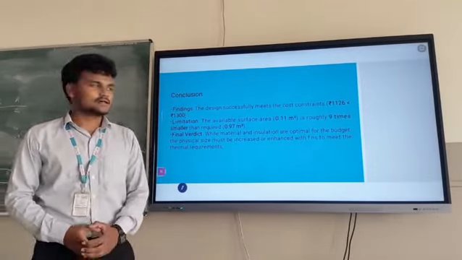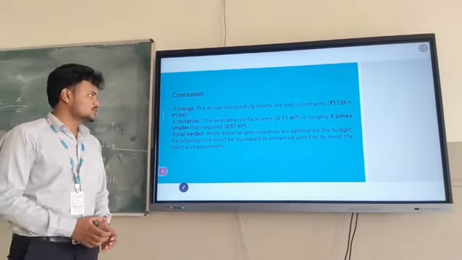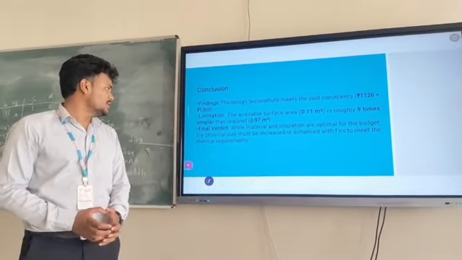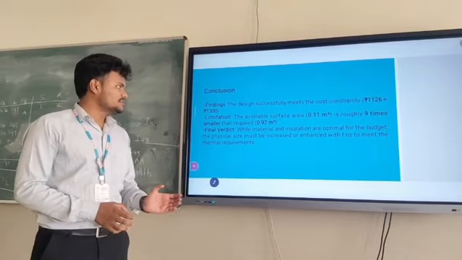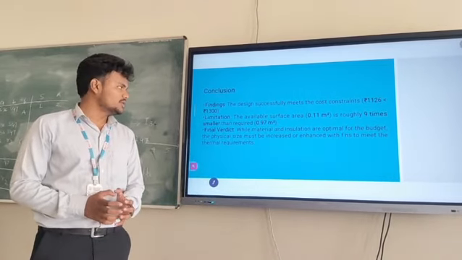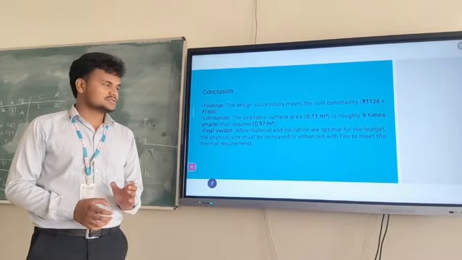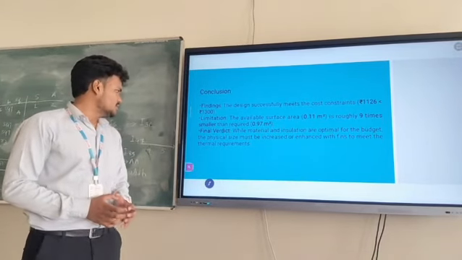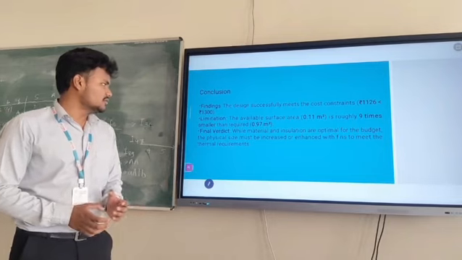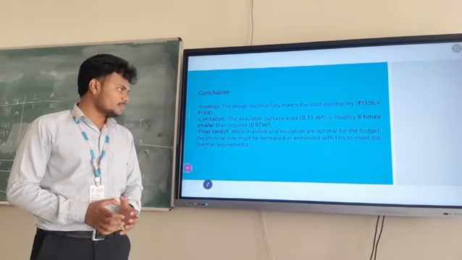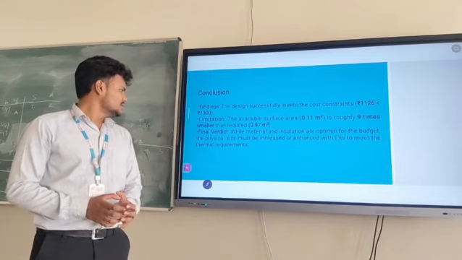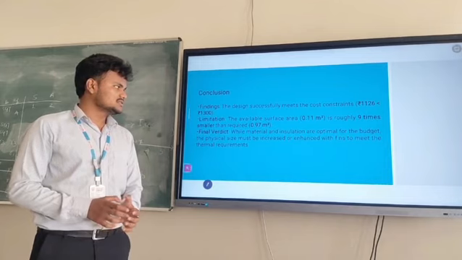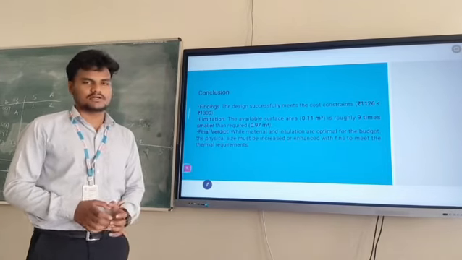Last is the conclusion. The design successfully meets the cost constraint, that is 1,126. As a limitation, the available surface area of 0.11 meter square is roughly 9 times smaller than the required 0.97 meter square. So the final material and insulation are optimal for the budget, but the physical size must be increased or enhanced with fins to meet the thermal requirements.